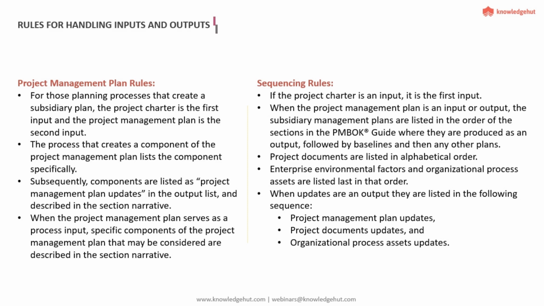If I have to explain some of these bullet points here, we have 10 knowledge areas. Out of the 10 knowledge areas, there are 9 knowledge areas, for example scope management, schedule management, cost management, quality management, and so on. For all of these knowledge areas, we actually create a subsidiary plan. So a corresponding subsidiary plan is created.